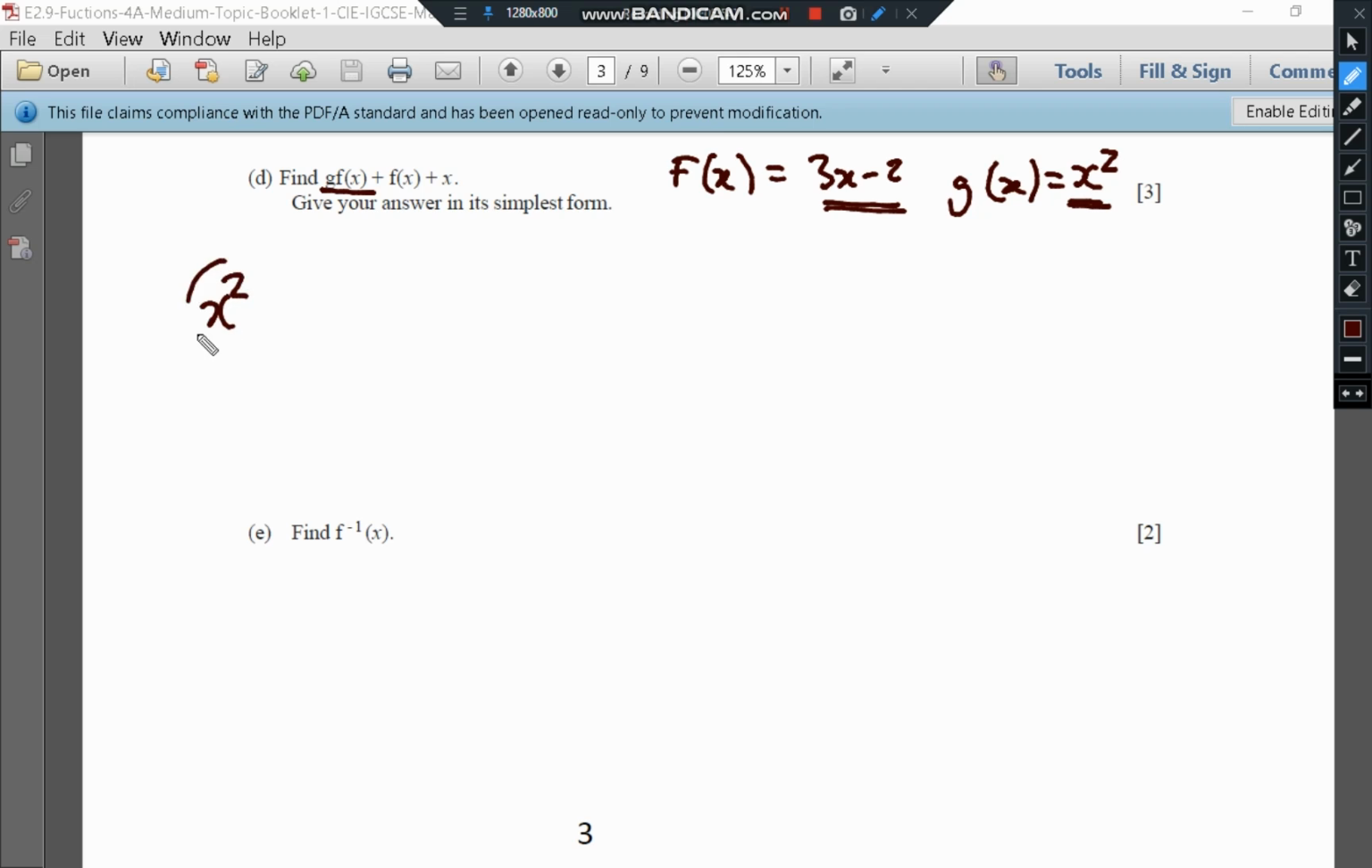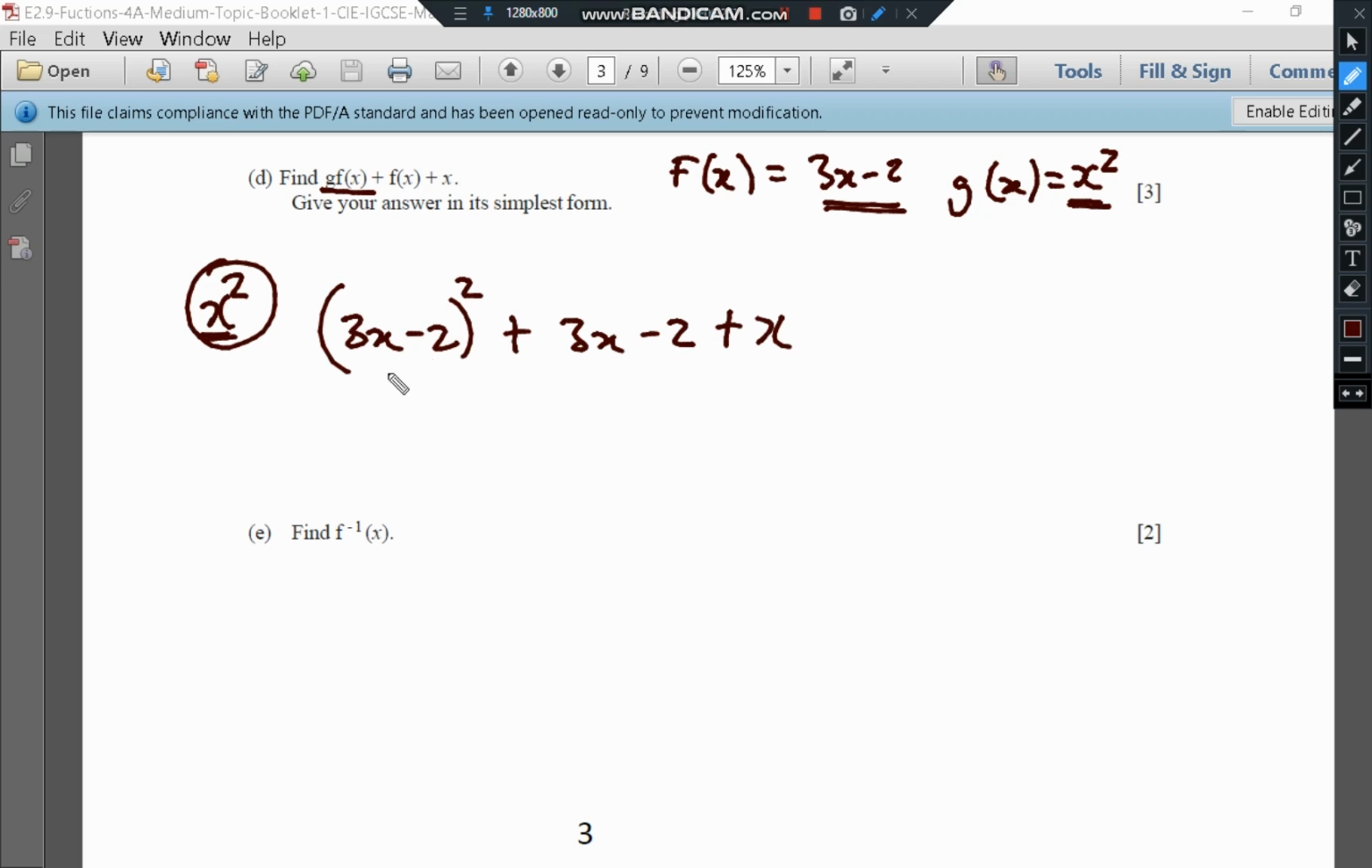Now instead of x squared, we are going to say 3x minus 2, then squared, because wherever there is x in the function of g of x, we've put the function of f of x, which is 3x minus 2. But then since the x in g of x is squared, we're ending up with (3x minus 2) squared. Then plus the function of f of x, which is 3x minus 2, and then there's plus x there. Very nice question.